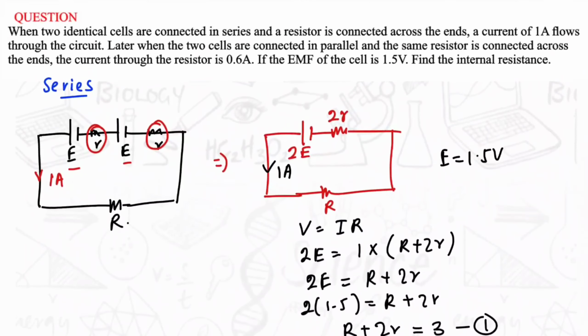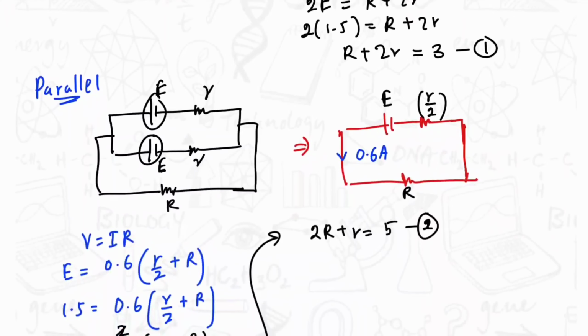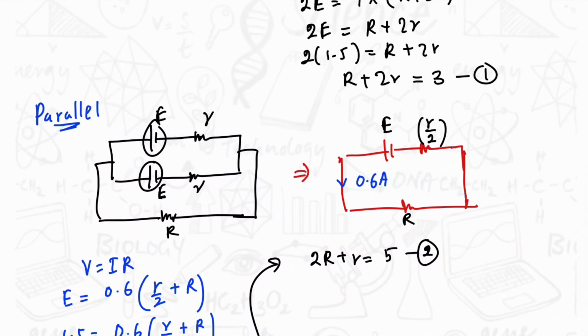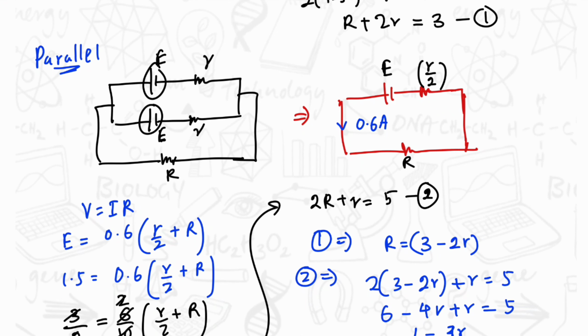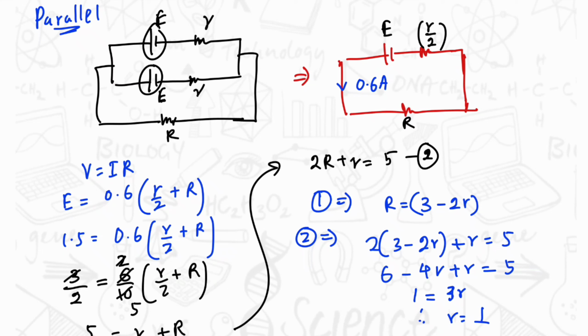So in this case, we have to find the internal resistance, that is simple r. Then by the first equation, we can subtract 2r, that is capital R is equal to 3 minus 2r. Then we have the second equation. We can substitute this value. Then we get 6 minus 4r plus r is equal to 5. So 1 is equal to 3r, 3 simple r. Therefore r is equal to 1 over 3 ohms.